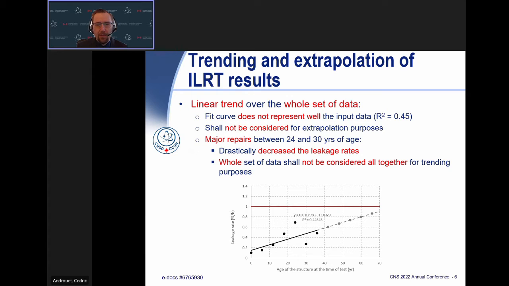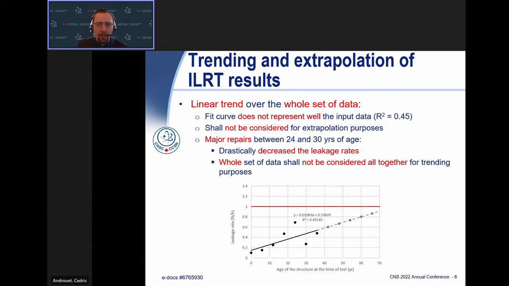The linear trend proposed by this simplistic approach considers the whole set of data, regardless of the specific condition of the structure when the tests were performed. This is incorrect. When trending a series of data, particular attention must be paid to whether the series of data can be compared to one another. That is, whether the leakage rates have been obtained for comparable condition of the structure.